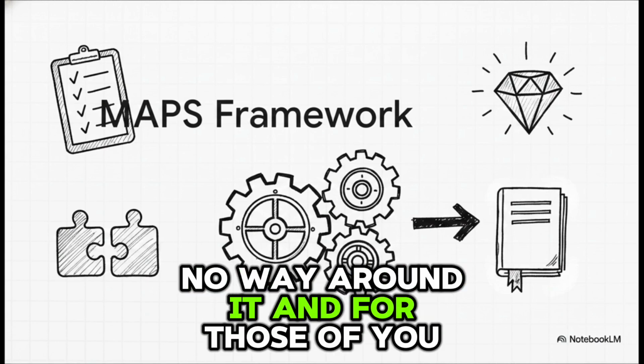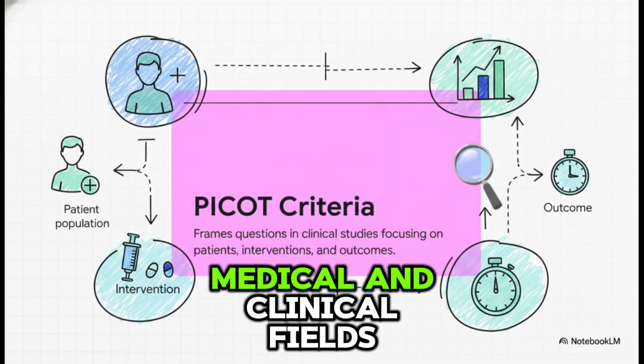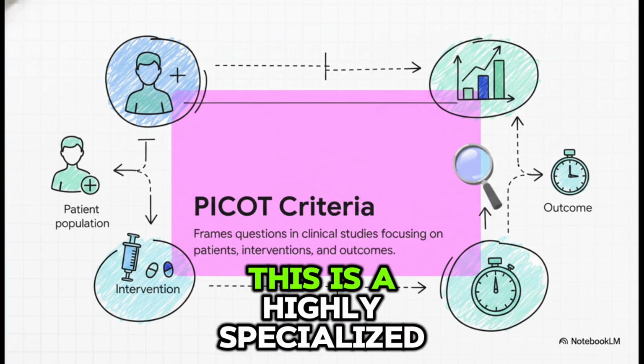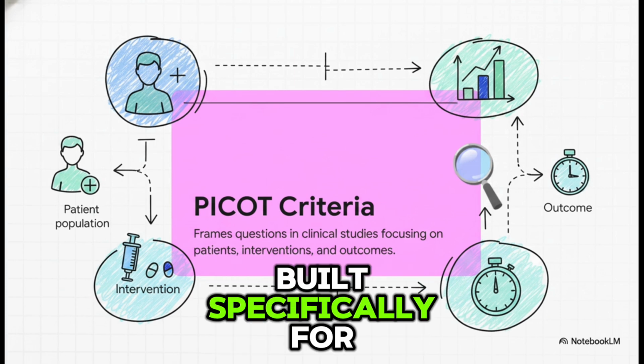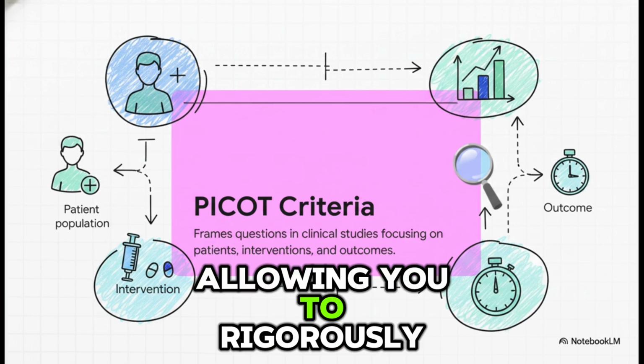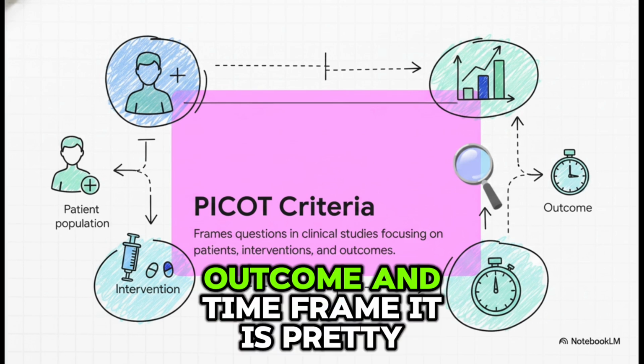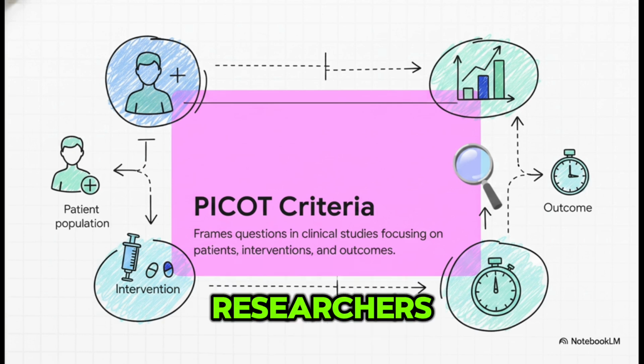No way around it. And for those of you in evidence-based medical and clinical fields, here is the PICO criteria. This is a highly specialized tool built specifically for quantitative studies, allowing you to rigorously define your patient population, intervention, comparison, outcome, and time frame. It is pretty much the gold standard for clinical health researchers.